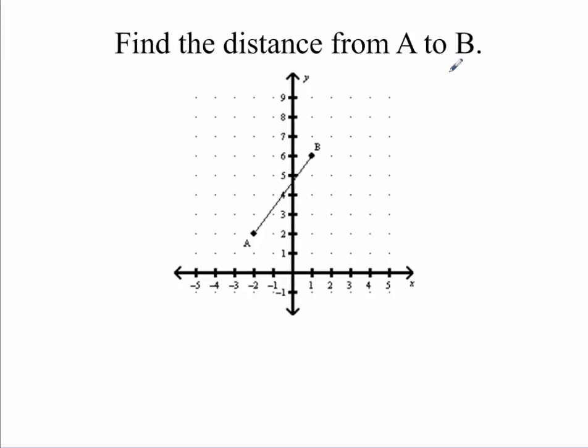Find the distance from A to B. So we have a graph, we have 2 points A and B, and this length is on a diagonal, so I can't just go ahead and count it. That will not be accurate.